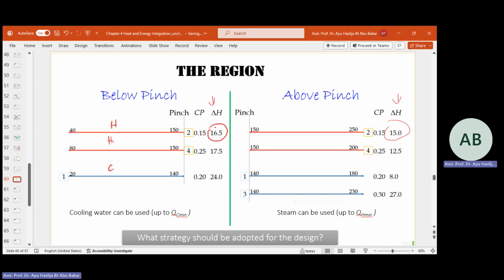Correct, Cp multiplied by delta T. Delta T here is between the pinch and the target. Here, 16.5, you get 0.15 multiplied by this delta T. Cp multiplied by delta T. Delta T here is 150 minus 40. Then you get the 16.5.